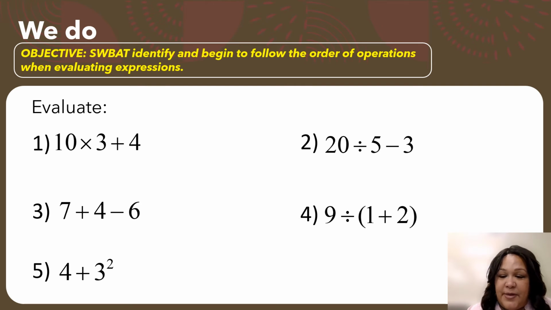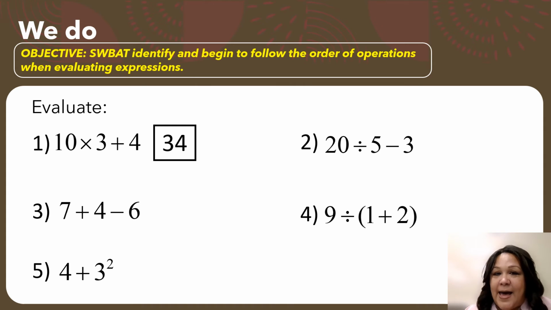And what is our first step there? That's correct, multiplication. Good job. All right, so what do we have for the answer there? 34. Good job. All right, Matthew, number 2, what do you think? What do we do first? That's right, 20 divided by 5. Awesome, good job.